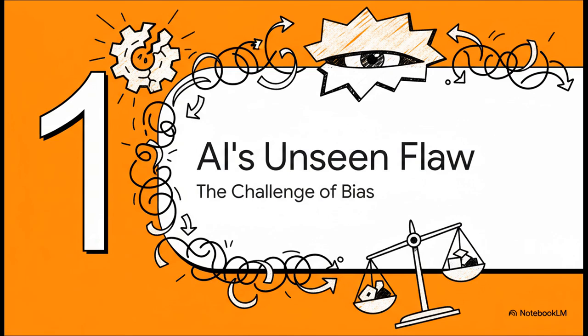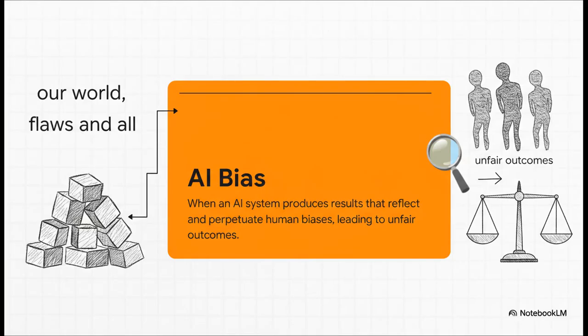And that really shocking case isn't just a one-off thing, not some random glitch in the system. It's actually a symptom of a much deeper challenge that's baked into a lot of the AI we're building. It's called AI bias. So what is AI bias, really? When you boil it all down, it's when an AI system learns from our world, and that includes all of our flaws. It then takes that knowledge and produces results that reflect and sometimes even amplify our own human prejudices, which leads to some deeply unfair results.